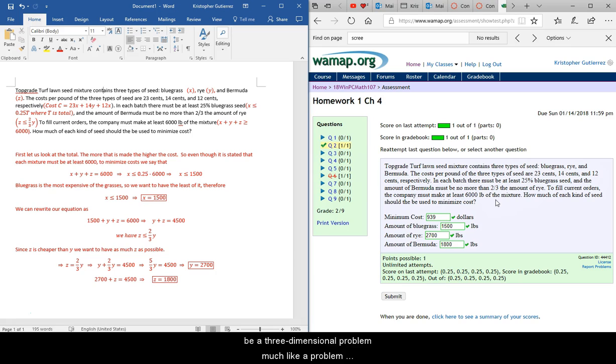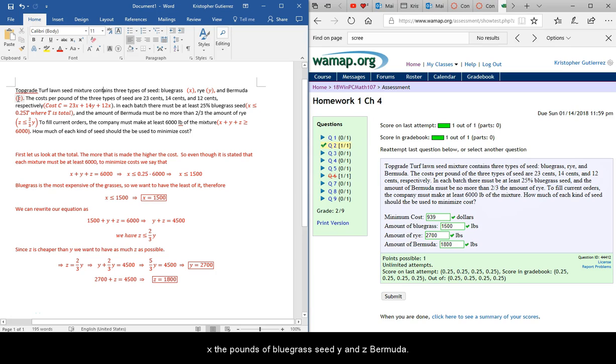This is going to be a 3-dimensional problem, much like the problem we covered last time. And in this case, we can either use Wolfram Alpha again, if we so choose, or we can reason our way through this. Alright, so I'm going to assign variables to things. The amount of bluegrass I will call X; rye, the amount of rye I'll call Y; and Bermuda, which I will call Z. So X is the pounds of bluegrass seed, Y rye, and Z Bermuda. Alright, so on to the next line.